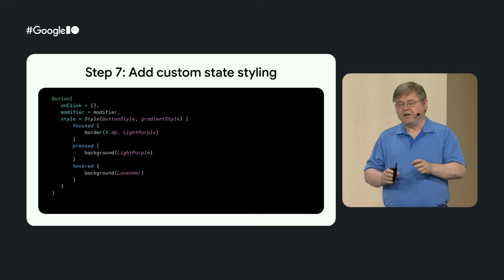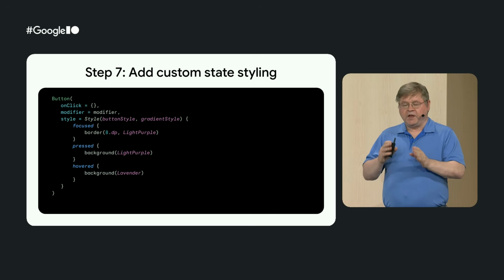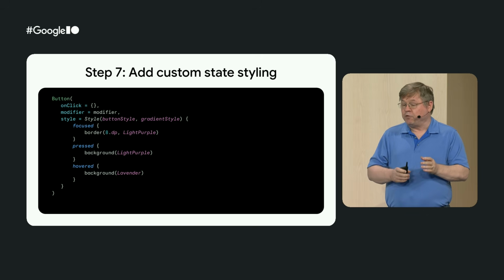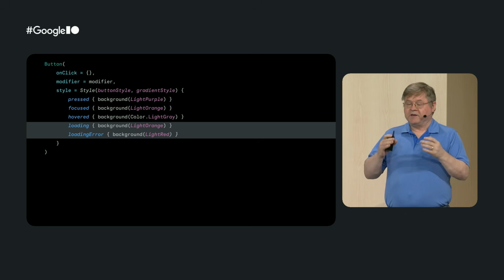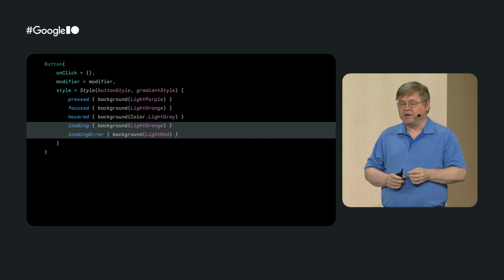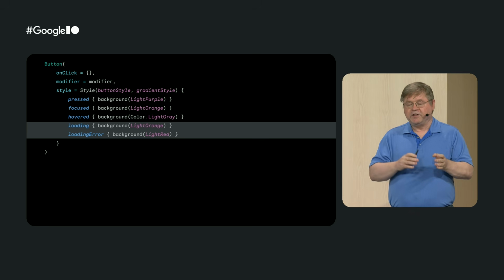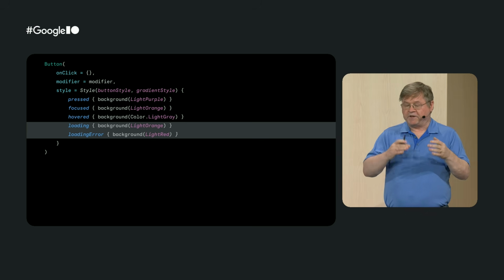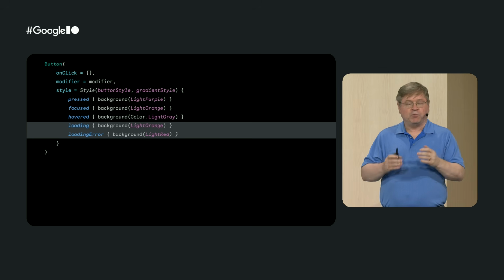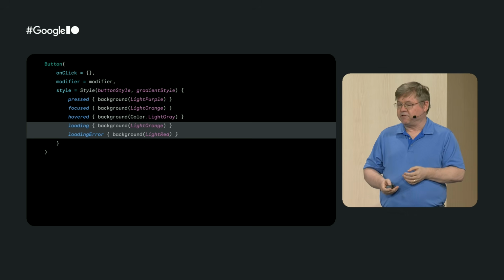Now we can customize the button. Here we have a simplified version of the full button, which covers focused, pressed, and hovered. We can now update this to change the look of the button when we're in the loading states, using the extension functions we just created. This is how the style state lambda allows us to override the values of loading and loading error, just as we do pressed, hovered, and focused.